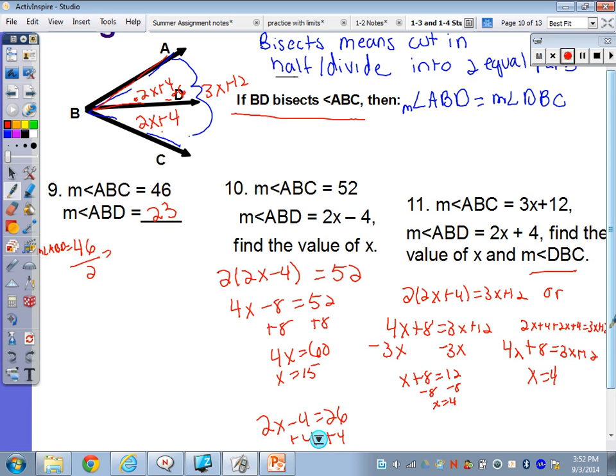And then to find angle DBC, the measure of it, which they didn't tell me in the directions, but as we can see with our picture, DBC is the same as ABD, so that's also 2x plus 4, and I'm going to plug in 4 for it and then solve it. So 2 times 4 is 8, and 8 plus 4 is 12. So the measure of angle DBC is equal to 12.